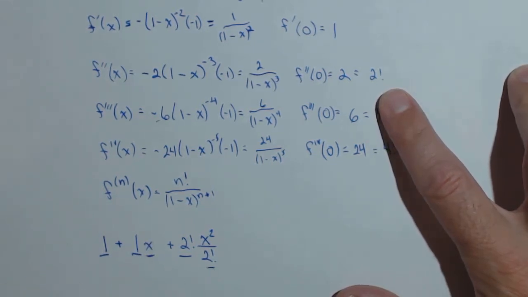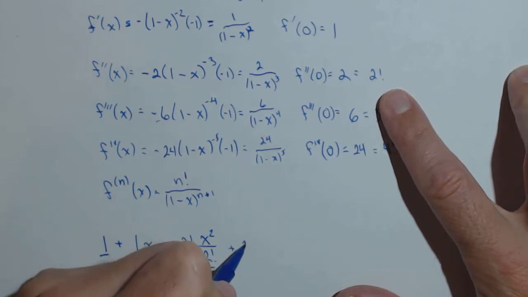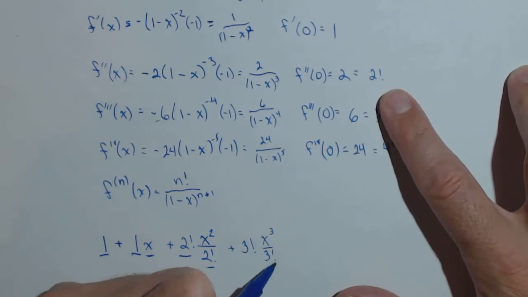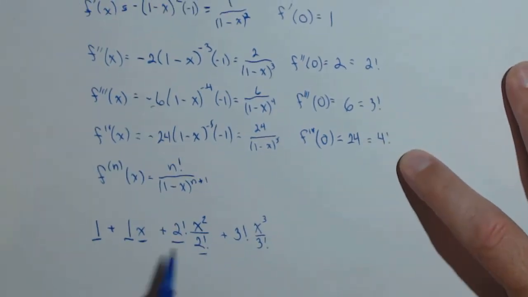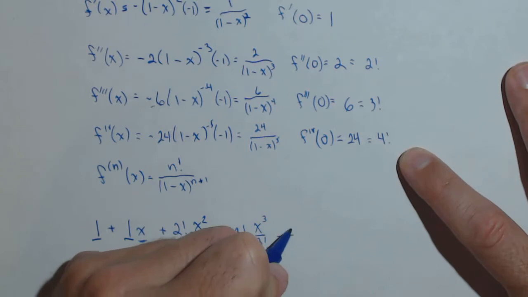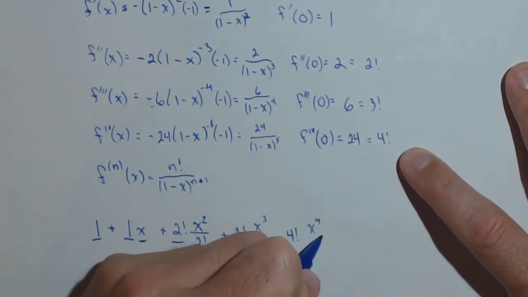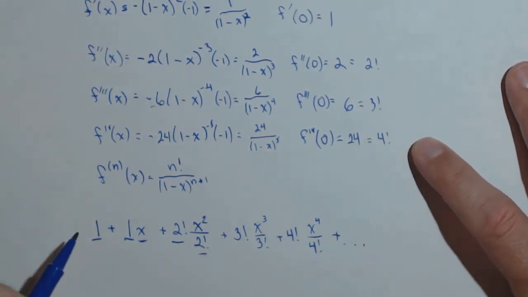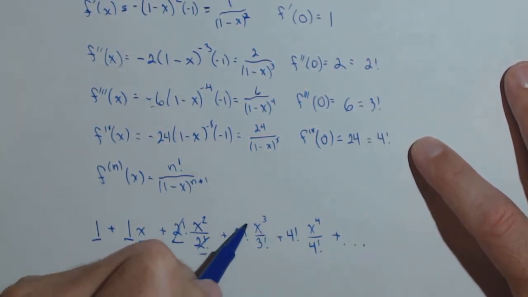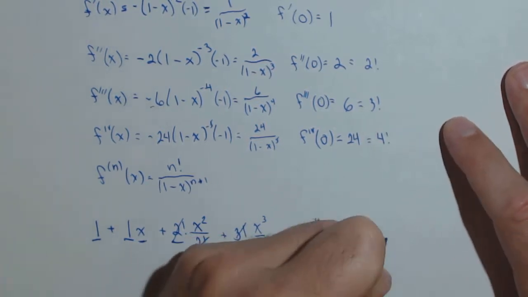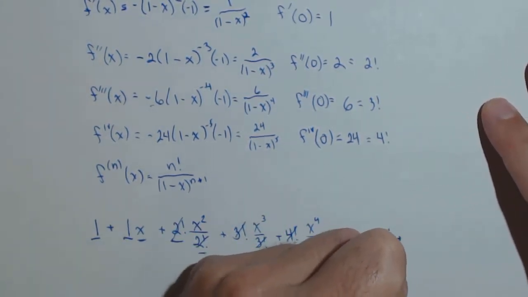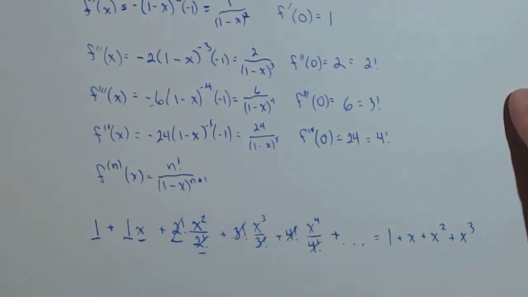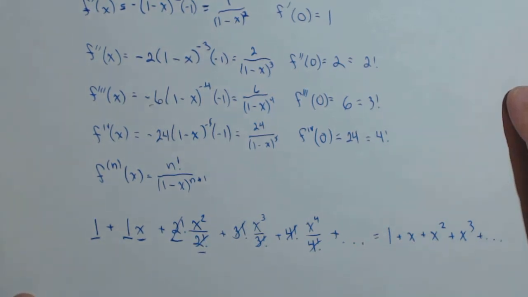1 over 1 factorial we could write in there. Plus 3 factorial x cubed over 3 factorial. Next term will be plus 4 factorial x to the 4th over 4 factorial. We're probably far enough for you to see the pattern, because look at all these factorials are going to cancel, and really what we're going to get is 1 plus x plus x squared plus x cubed, so on and so forth.